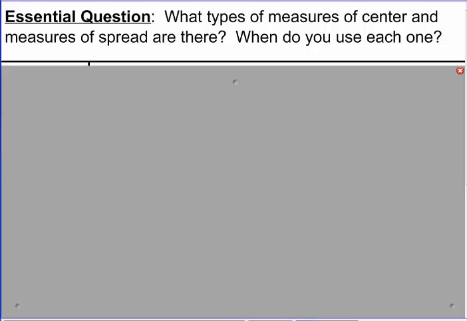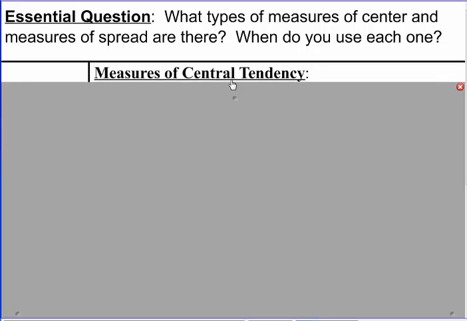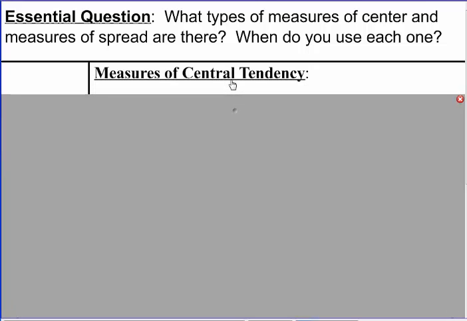So this lesson is the start of Standard 4. Our essential question: what types of measures of center and measures of spread are there? When do you use each one? We'll start with measures of central tendency. I know you may have done some of these before, so this is a great refresher. And then we'll talk on the next slide about measures of spread.